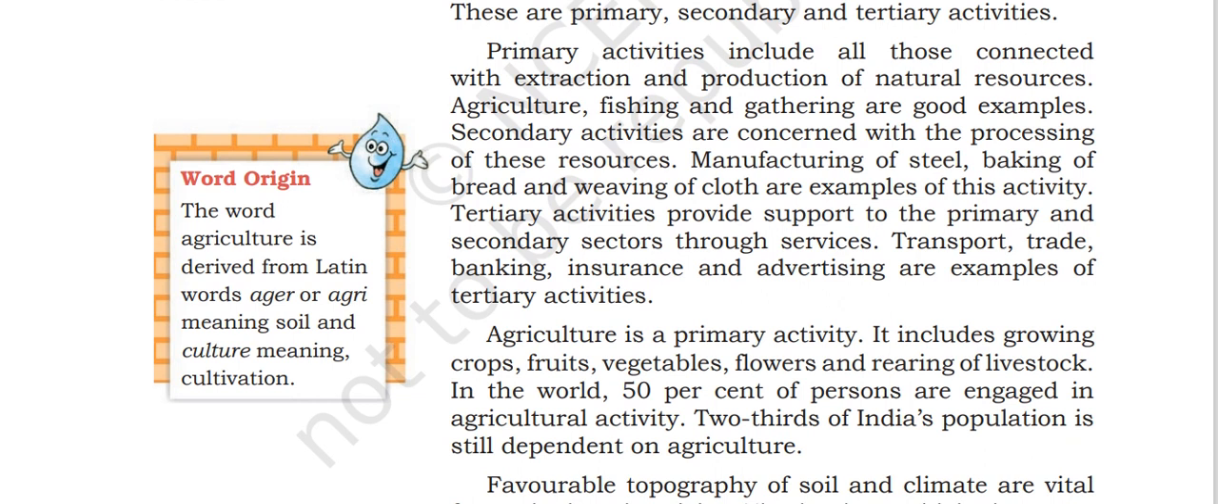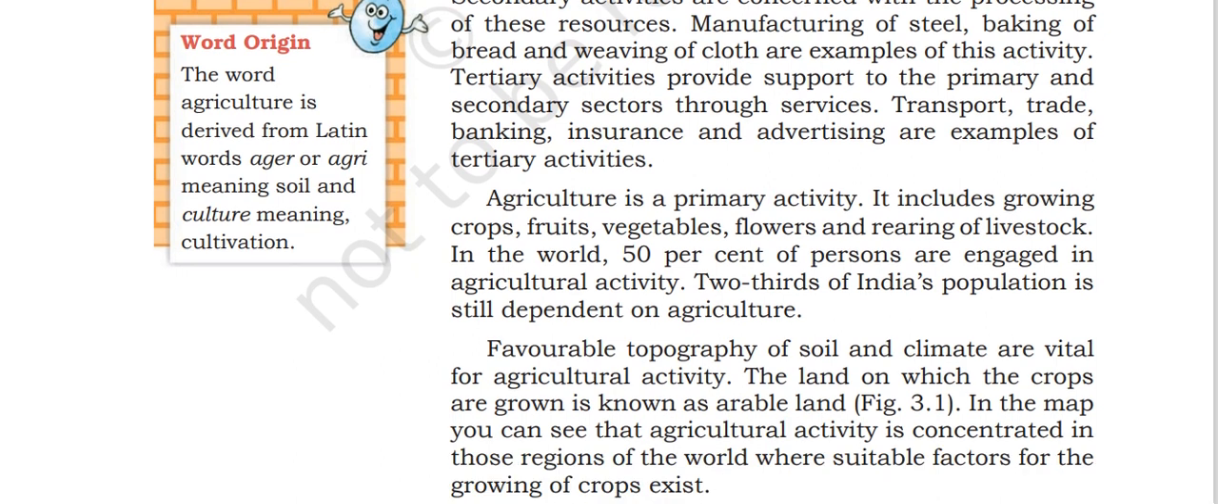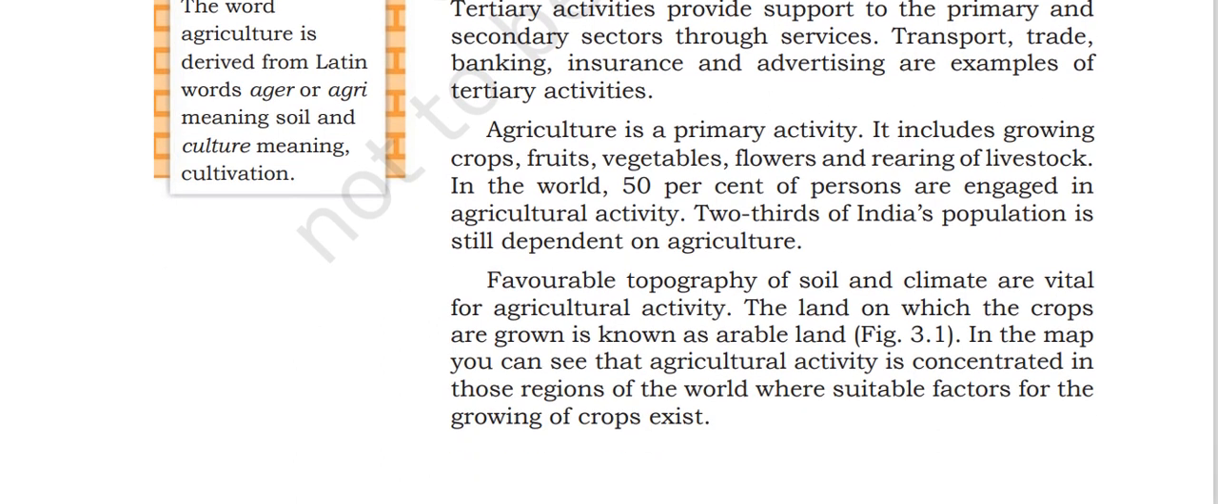The word agriculture is derived from the Latin word ager or agri, meaning soil, and culture means cultivation. Agriculture is a primary activity. It includes growing crops, fruits, vegetables, flowers, and rearing livestock. In the world, 50% of persons are engaged in agricultural activity. Two-thirds of India's population is still dependent on agriculture.